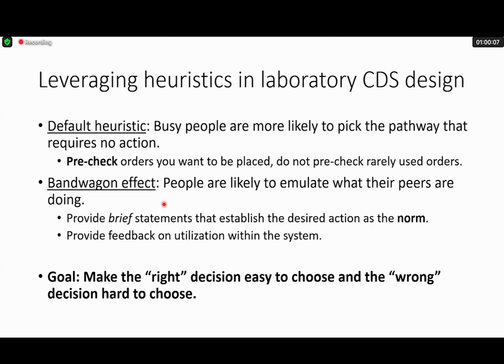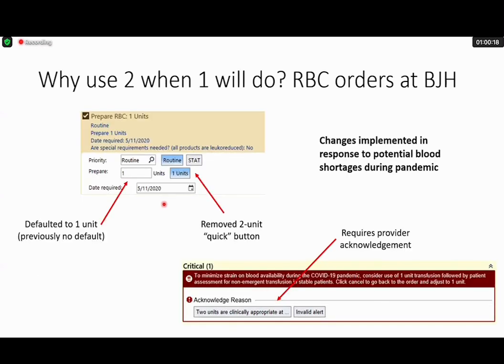So we have to give them an outlet to bypass the decision that I think is the right one on a grand scale and give them that opportunity to explain why. So this is one example of using the default heuristic.